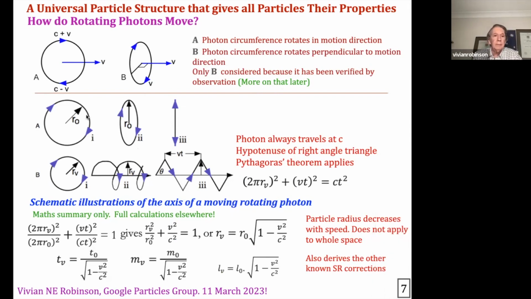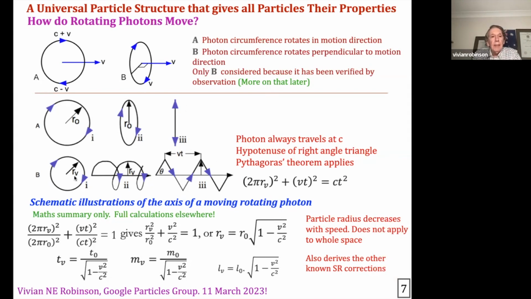Now, if we're to look at that, we're just considering the axis at this stage. Look at the axis of the photon. Viewed end on, it's just a circle. Viewed obliquely, this stationary rotating photon will just look like an ellipse. And when viewed side on, it's just moving up and down.